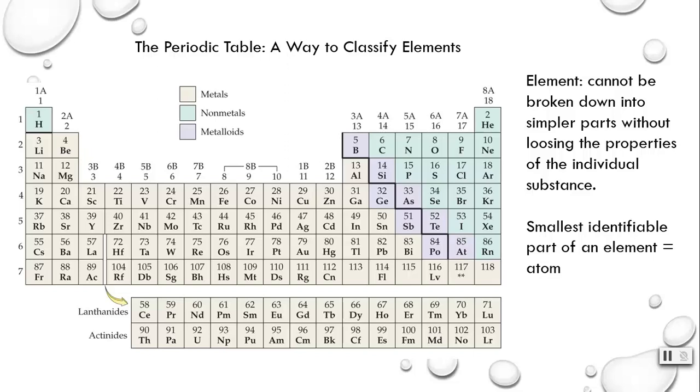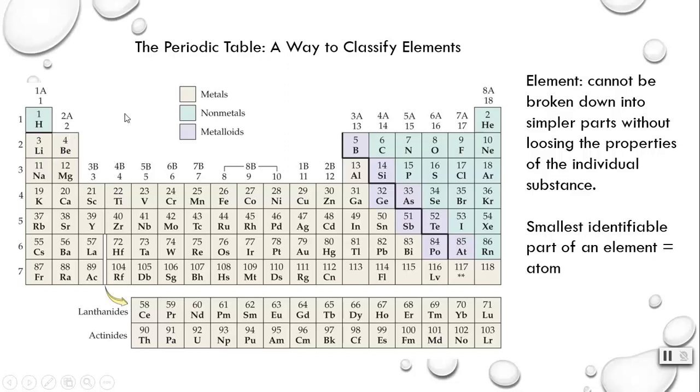So if I was to take a sample of helium and break it down, the smallest part of helium that I could get, and it would still be helium, would be an element. And that smallest identifiable part of an element is called an atom. And all atoms of an element are identical. So for example, all of the atoms for helium are identical, but different than all of the atoms that make up lithium or the atoms that make up beryllium.